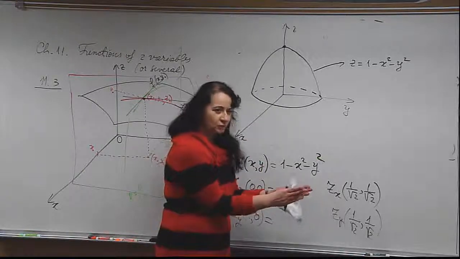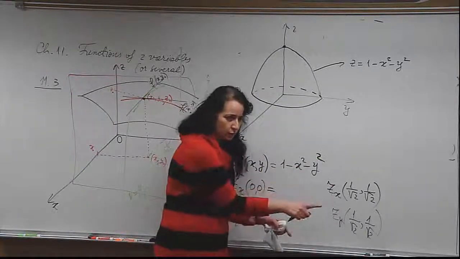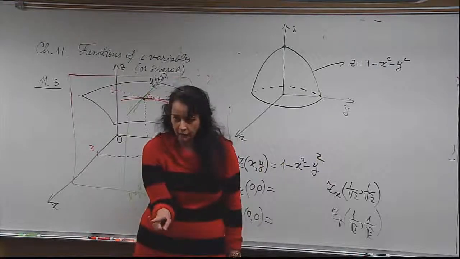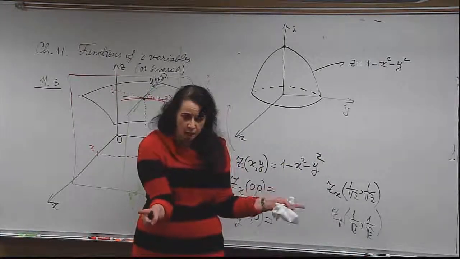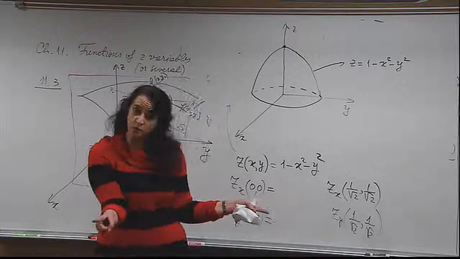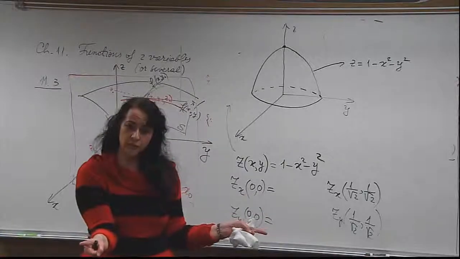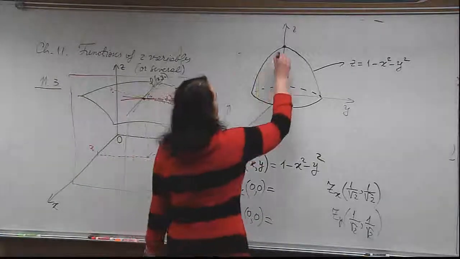So in the direction of y, I have one slope. In the direction of x, I have another slope in general. Only in this case, they are the same slope. And what is that same slope if I'm here on top of the hill?